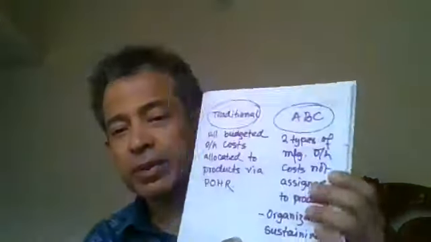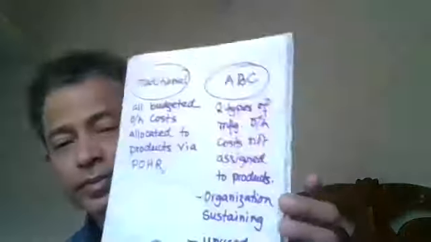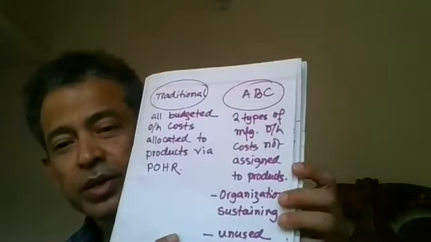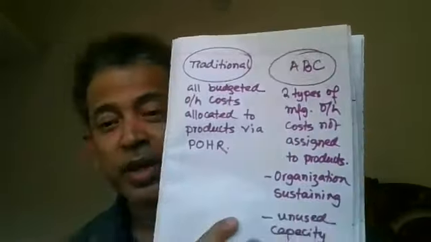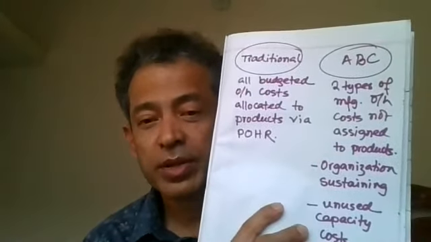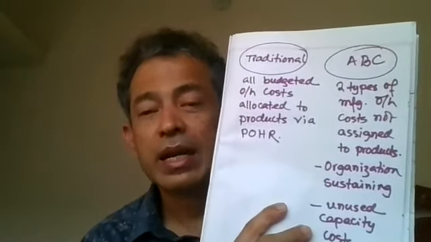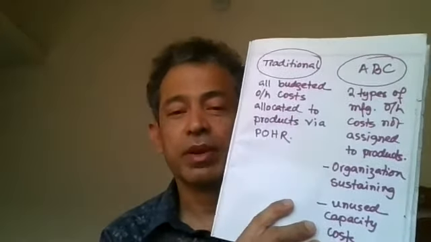Anyway, while in ABC, what do you do? Two types of manufacturing overhead costs are not assigned to products. Even within manufacturing, you can see two of them are not assigned to products. One of them is organization sustaining cost, and the other one is idle capacity cost or unused capacity costs.